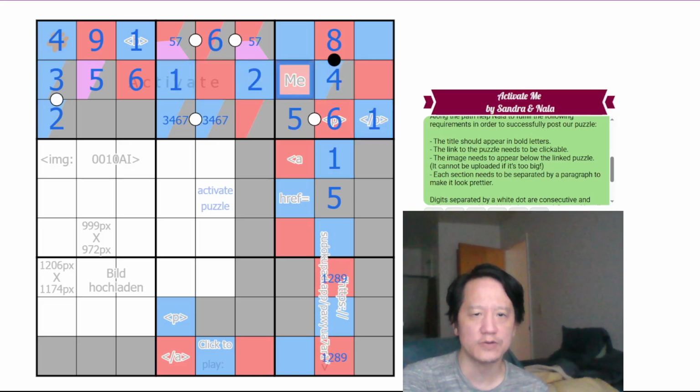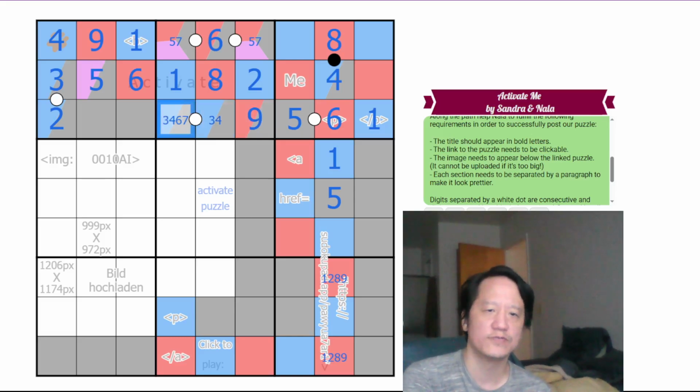8 cannot be either of these digits, so 8 has to be here. That leaves this as 9. This cannot be 6 and 7. It's 3, 4 as a pair.